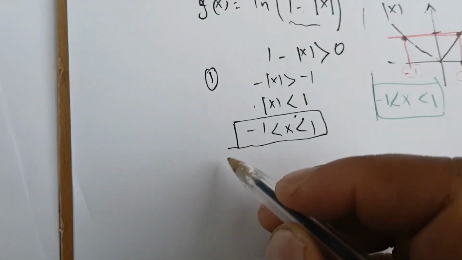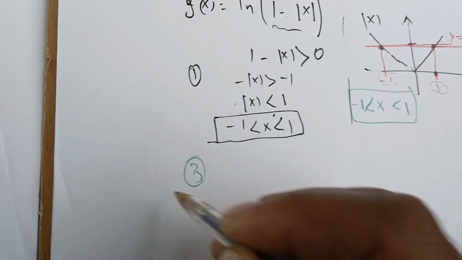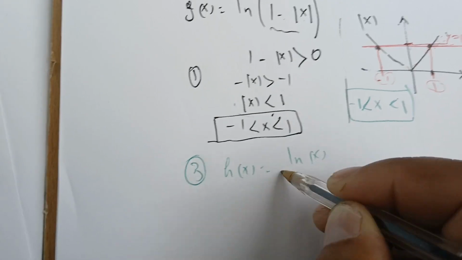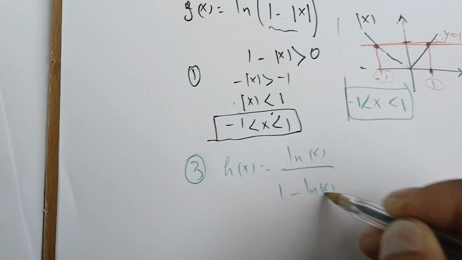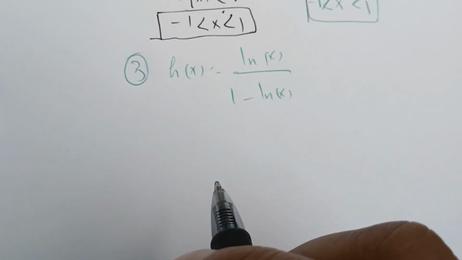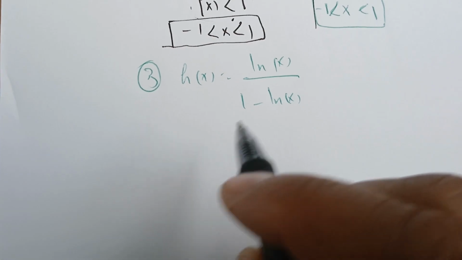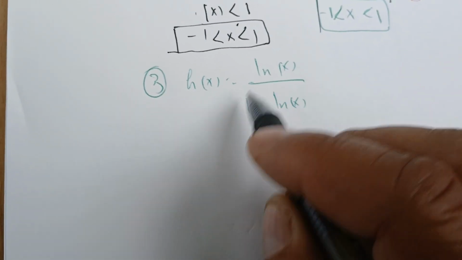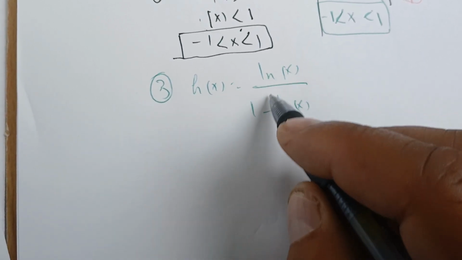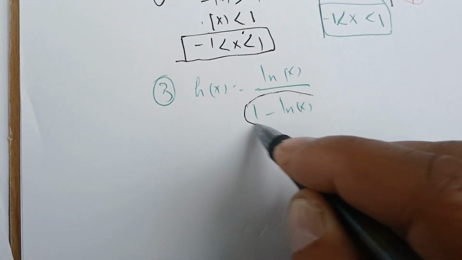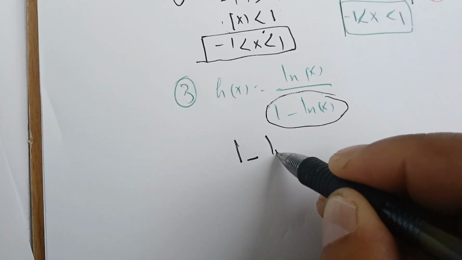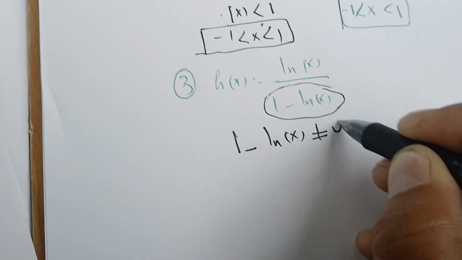The next one, the third example, is h of x equals the natural log of x over 1 minus the natural log of x. So here we need to pay attention to something. We don't want to divide by 0. So we don't want to divide the natural log by this one here. So the first thing to do is we don't want this one to be 0. So our first condition is 1 minus the natural log of x has to be different from 0.